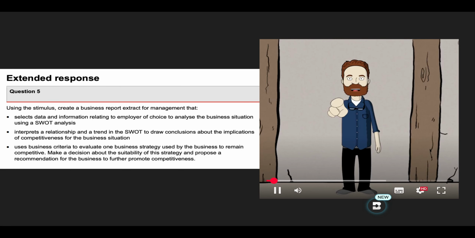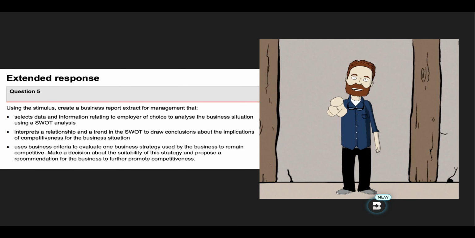We're looking at the extended response by the sample QCAA IA1 exam that's on their website. When we look at this, there are 4 things that we have to do. We have to write a business report extract, select the data and information to create a SWOT, write about the relationship and a trend based on that SWOT analysis, and look at the implications for competitiveness.